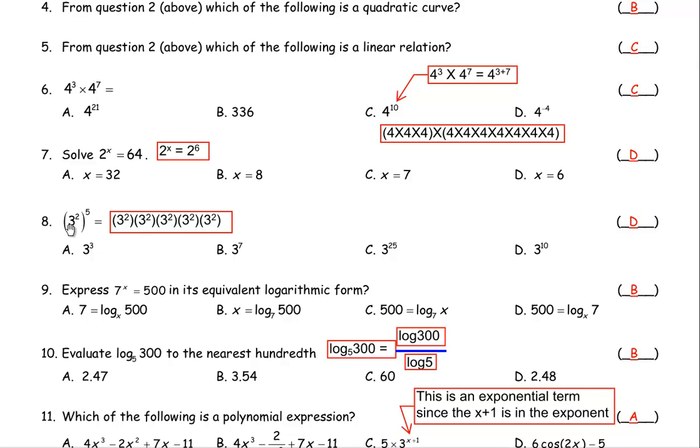For number 8, we're taking what's called a power of a power. So 3 squared raised to the power of 5. Now, power of 5 means there's 5 of these 3 squared. So it's like a 3 squared times another one. There's 5 of them all together.